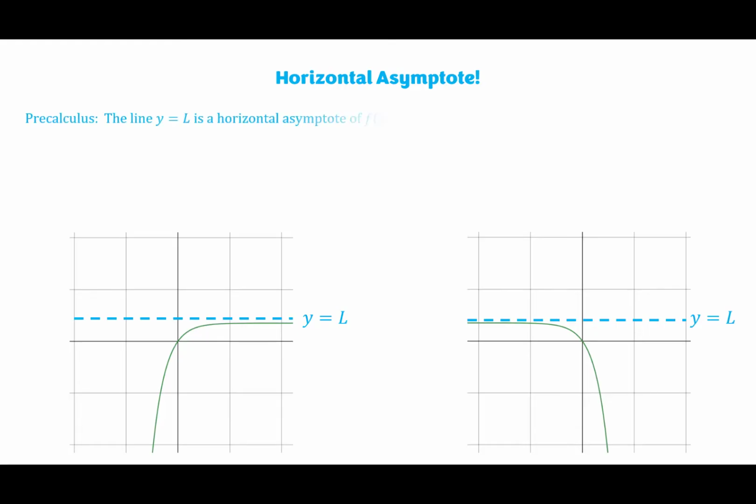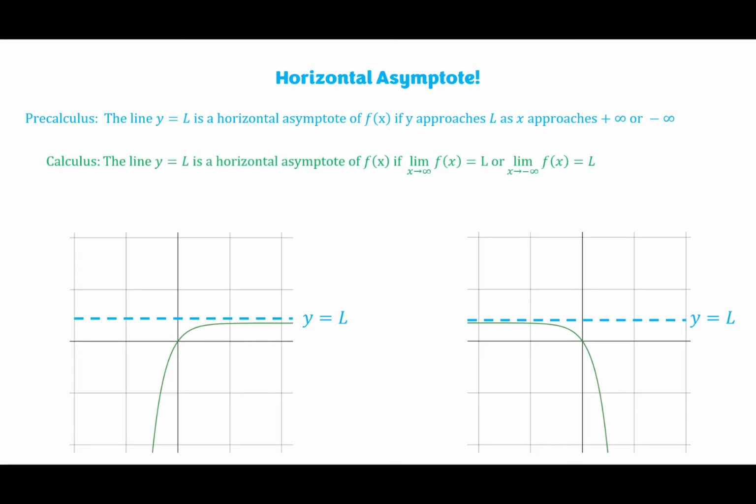And the definition was the line y equals L is a horizontal asymptote of f of x if y approaches L as x approaches plus infinity or minus infinity. Now the way we'll talk about it is the line y equals L is a horizontal asymptote of f of x if the limit of f of x as x approaches infinity equals L, or the limit of f of x as x approaches negative infinity is equal to L. And the meaning of this new definition is the values of f of x can be made arbitrarily close to L by requiring x to be sufficiently large, either in the positive direction or the negative direction.